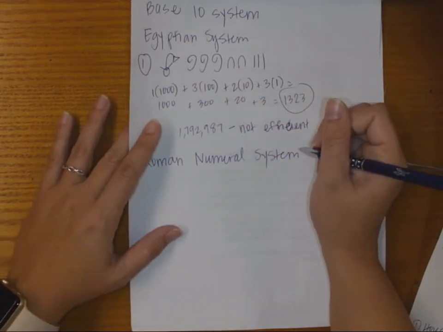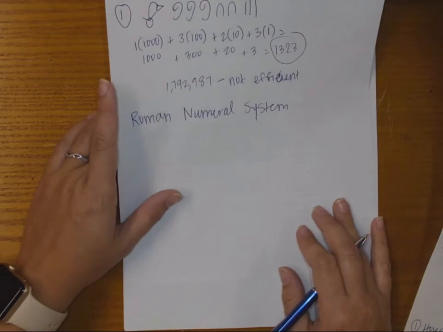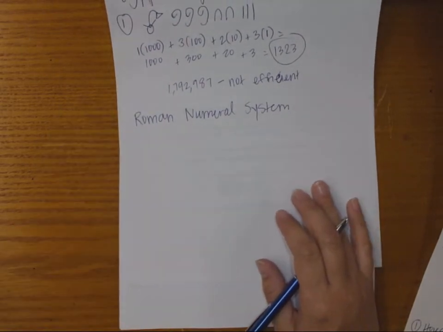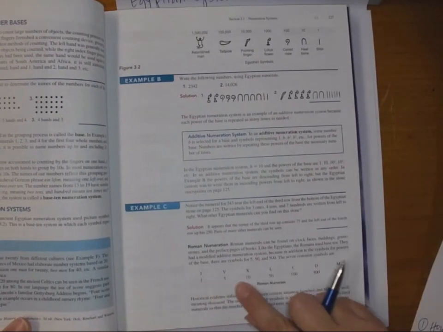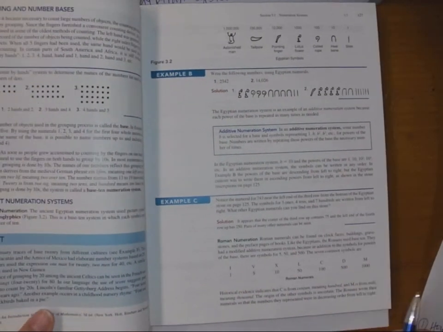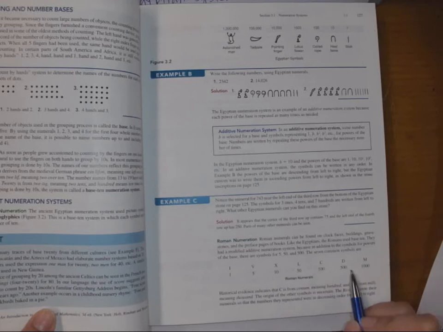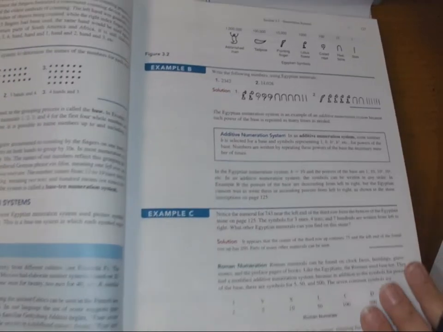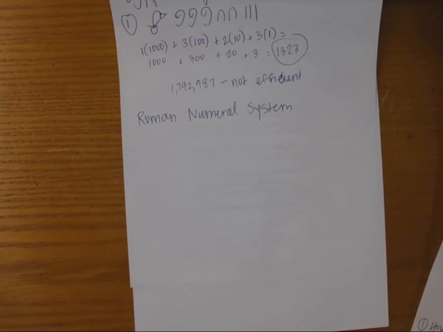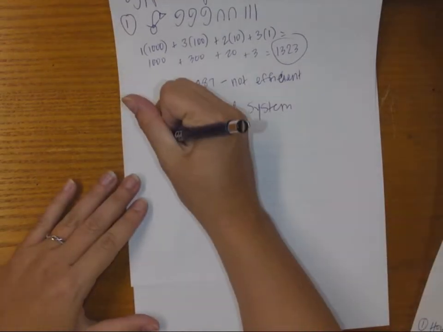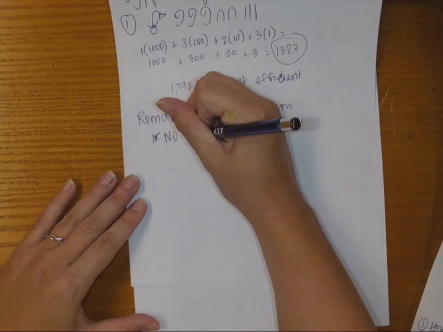This one's a little better, but it's still a little bit of a pain and it's a little bit confusing. So on page 127 again, it gives you right here the symbols for the Roman numerals. So just an I is a 1, a V is 5, an X is 10, 50 is L, 100 is C, 500 is D, and 1,000 is M. And one thing that you have to know about the Roman numeral system, first of all, there's nothing to represent 0.